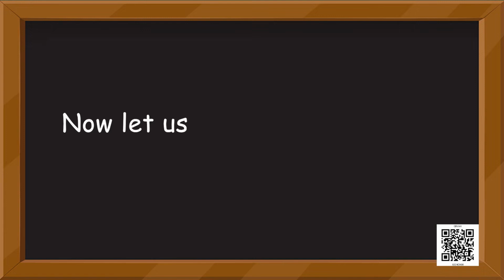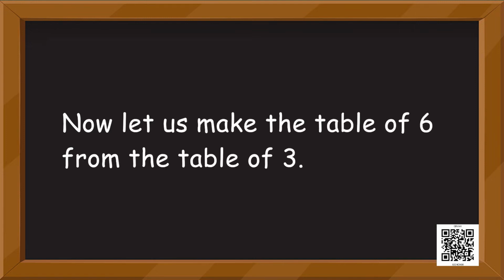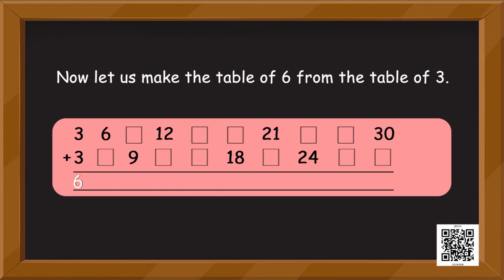This is interesting. Now let us make the table of 6 from the table of 3. Do you want me to do it for you? I knew you'll say no. Yes, can you try it on your own now? So 3 plus 3 is 6. Can you go till the end, till 10? Table of 3 2 times will give you table of 6. That's right. This is so interesting.